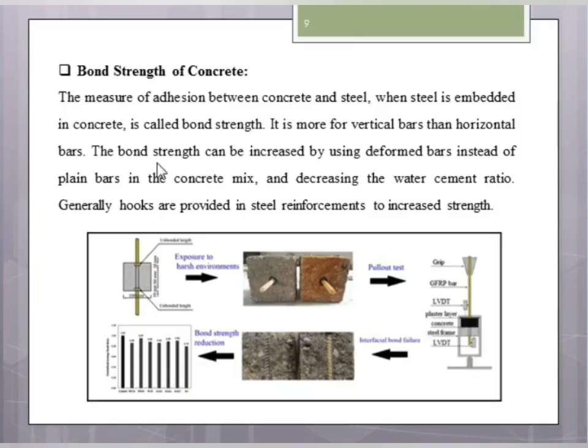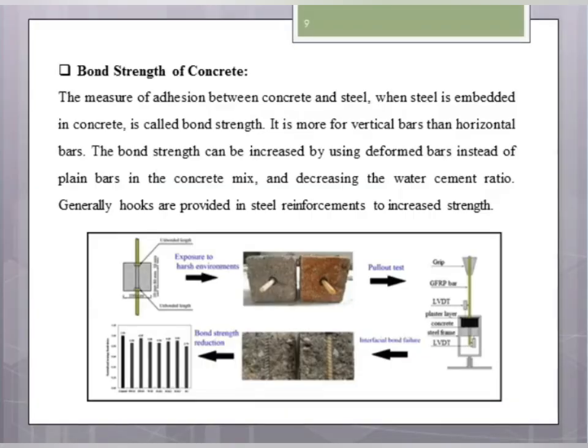The bond strength can be increased by using a deformed bar instead of a plain bar. You may have seen that in the reinforcement provided at any construction site, the torque bar is available, meaning on the surface of that reinforcement there are slight curvatures provided. That is required for the bonding between the concrete or the ingredients of the internal concrete.